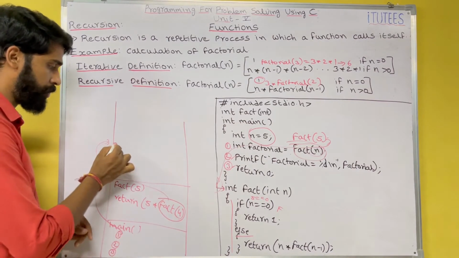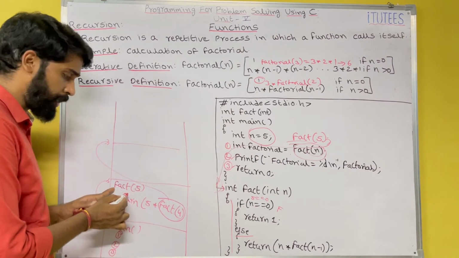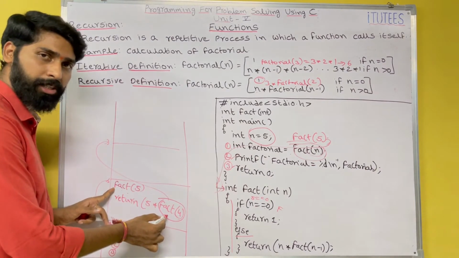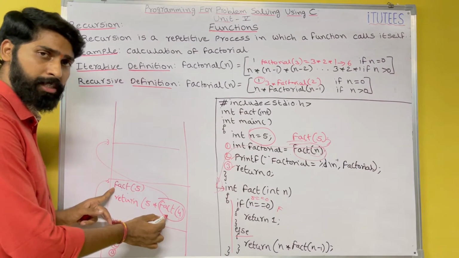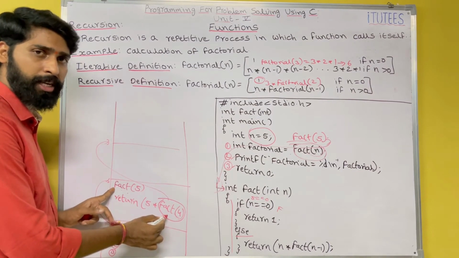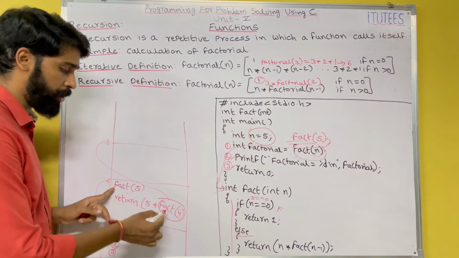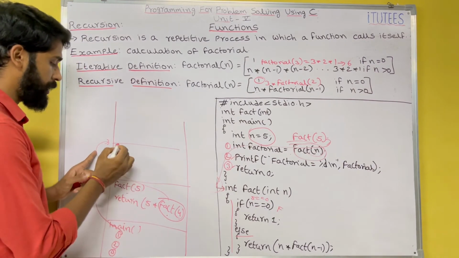Again the function is called. So the fact function is calling the fact function. So that is a recursion. What is a recursion? Recursion means a function calling itself is known as a recursion. If the fact function calls the fact function, it is recursion.